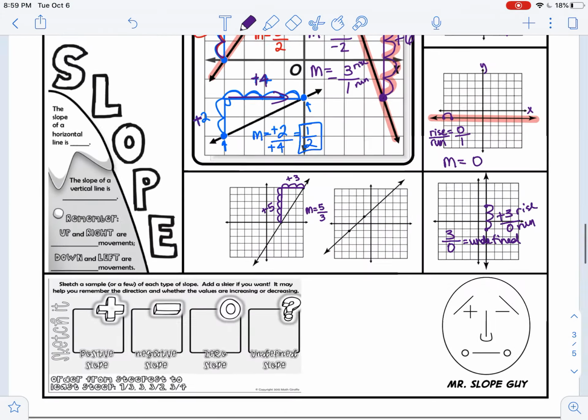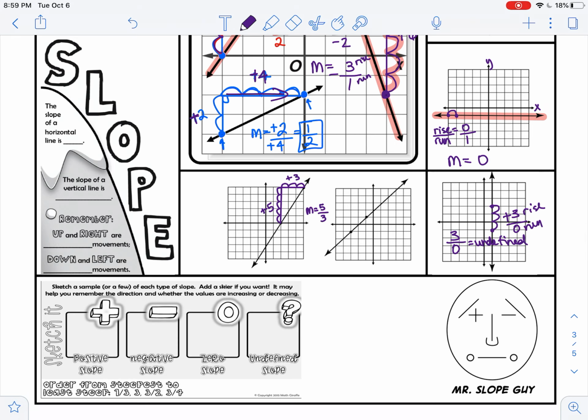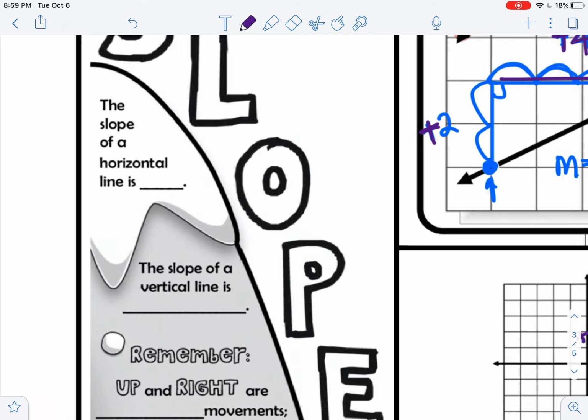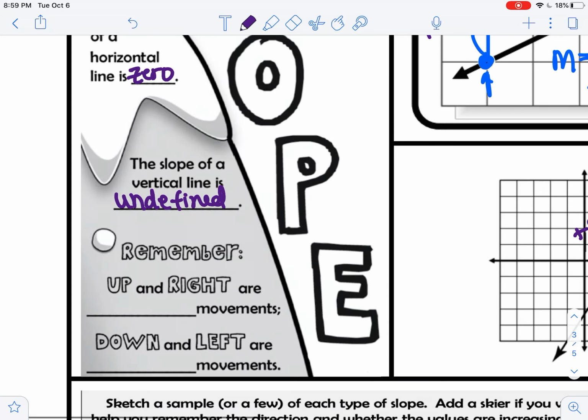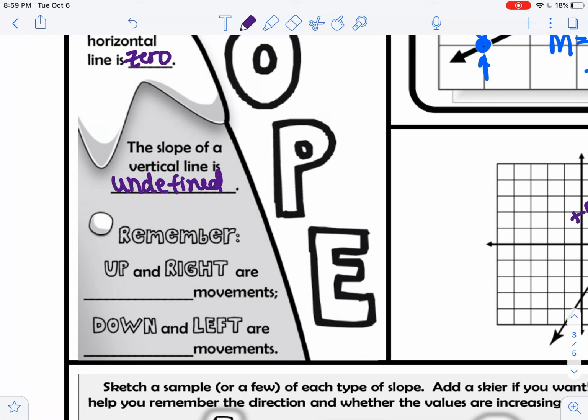Okay. So again, these are all of the different types of slope. We'll come over here and we'll fill in some of these notes really quick. Hold on a second. So we come over here. The slope of a horizontal line is going to be 0. The slope of a vertical line is undefined. And again, some of you guys might have seen that later, or in your past experience with math. Remember that up and to the right are positive movements, and down and left are negative movements.